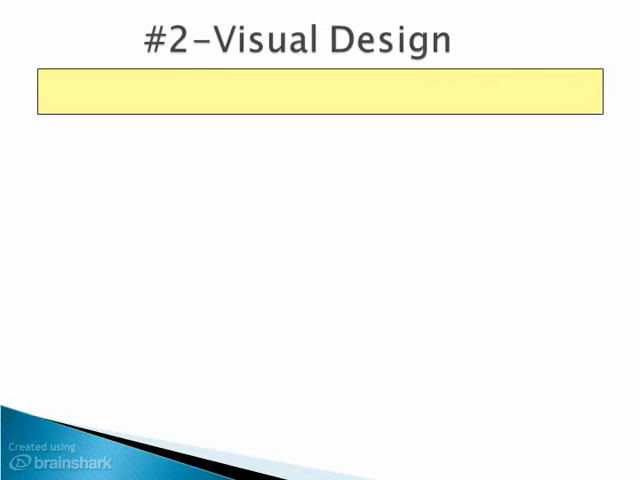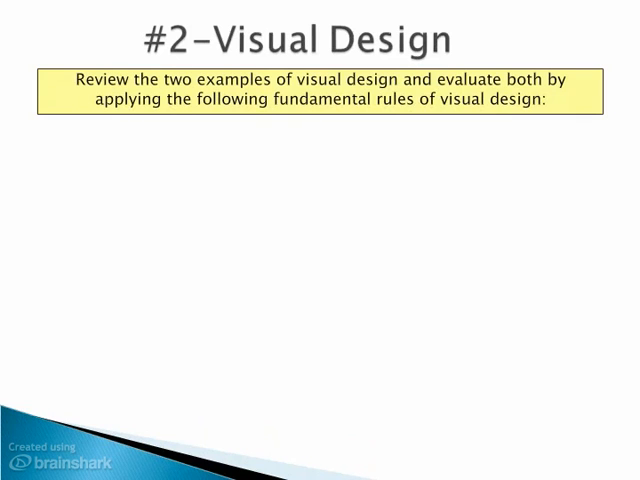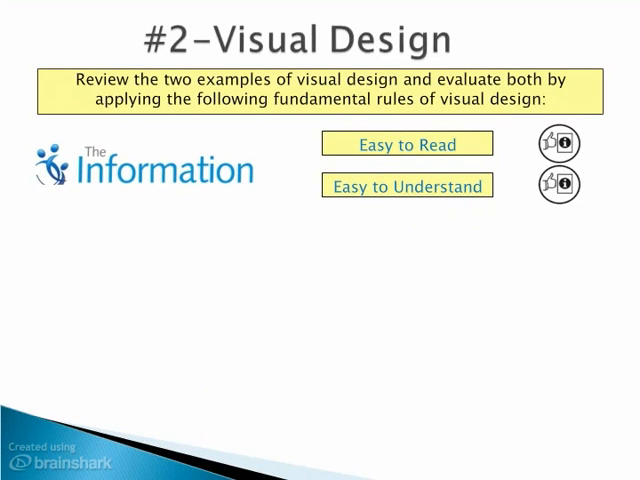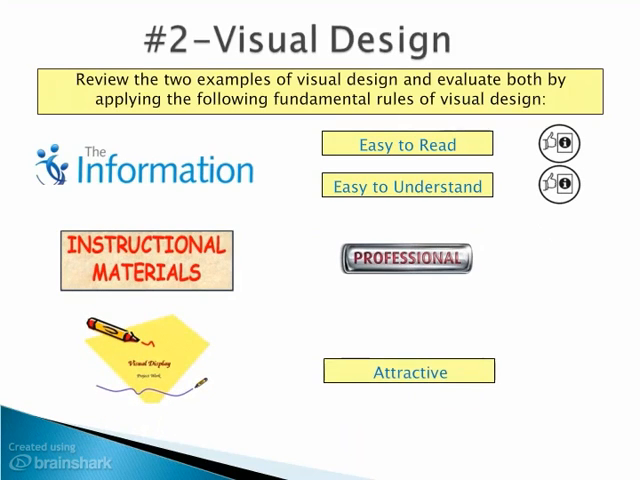The second discussion board assignment is about visual design. Visual design plays an important role in the overall effectiveness of a course. Review the 2 examples of visual design and evaluate both by applying the following fundamental rules of visual design. Is the information presented in a way that is easy to read? Is it easy to understand? Do the instructional materials look professional? Is the visual display attractive?